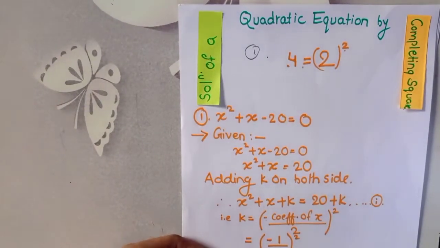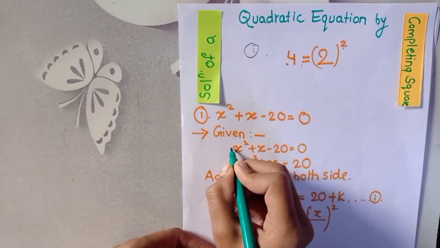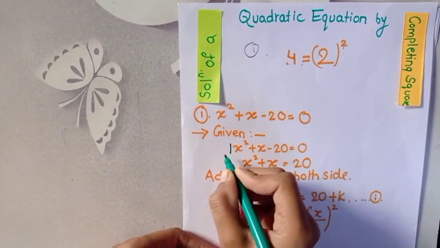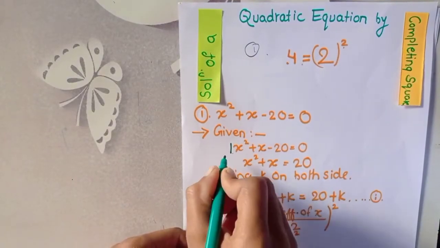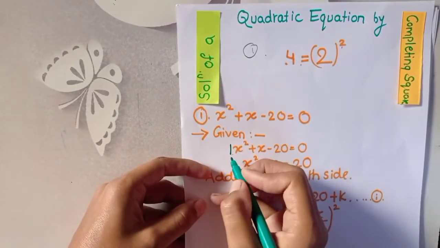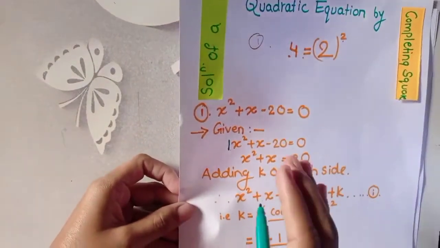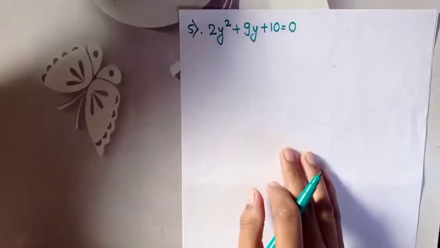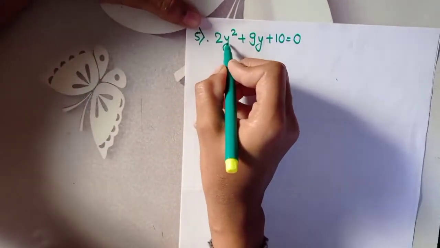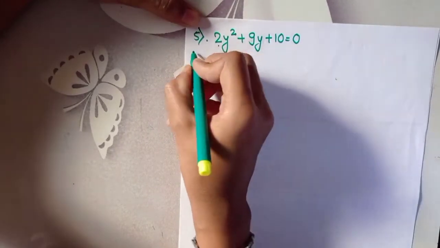I forgot to tell you that the coefficient of x square should be 1. If it is not 1, we have to make it 1. We will take such an example. Here already it is 1, therefore no need to make it 1. Here the coefficient of y square is 2. We have to make it 1.